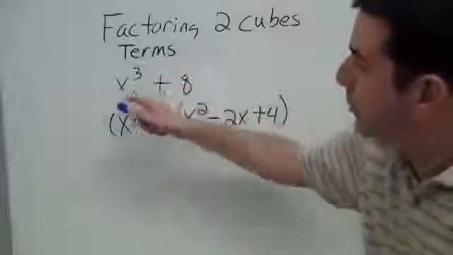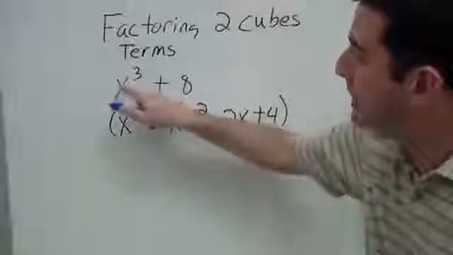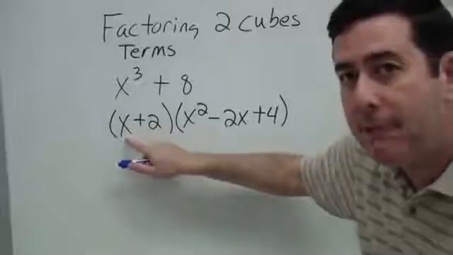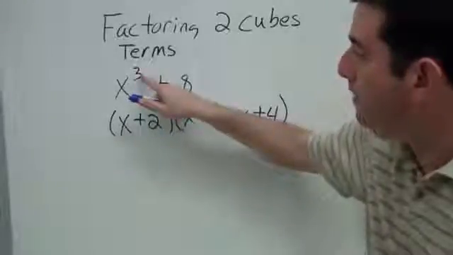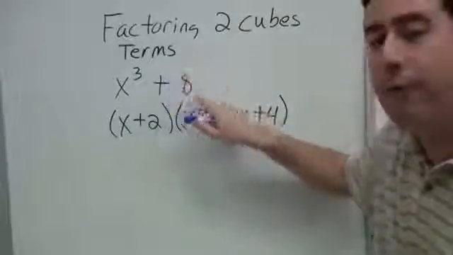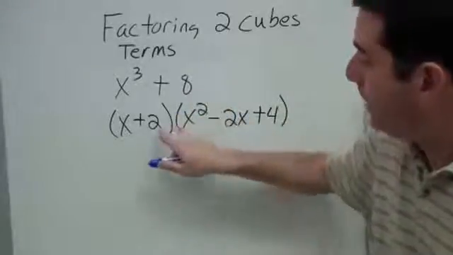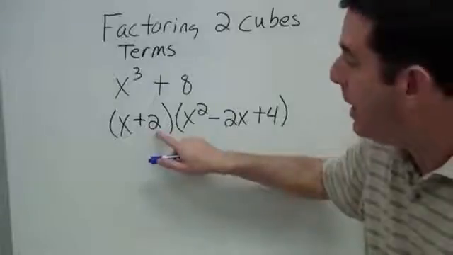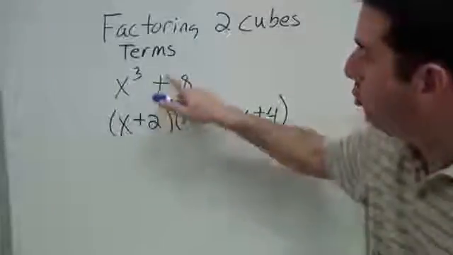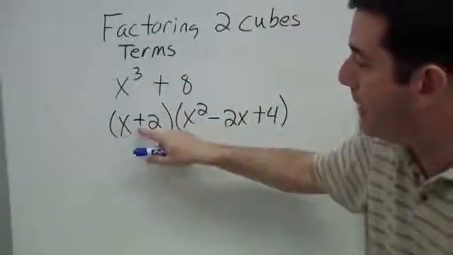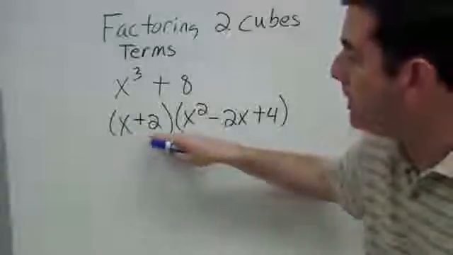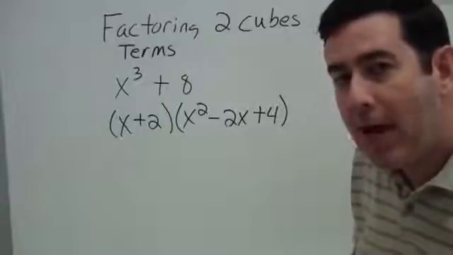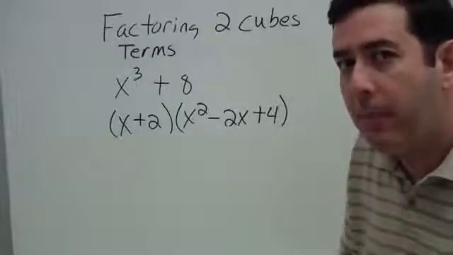Here, what is it that times itself 3 times gives me x cubed? It's x. X times x times x makes x cubed. What is it that times itself 3 times makes 8? It's 2. 2 times 2 is 4, times another 2 is 8. So our binomial, remember it has the same sign as the problem, needs to be x plus 2. Now once you've got the binomial, you can forget about the problem.